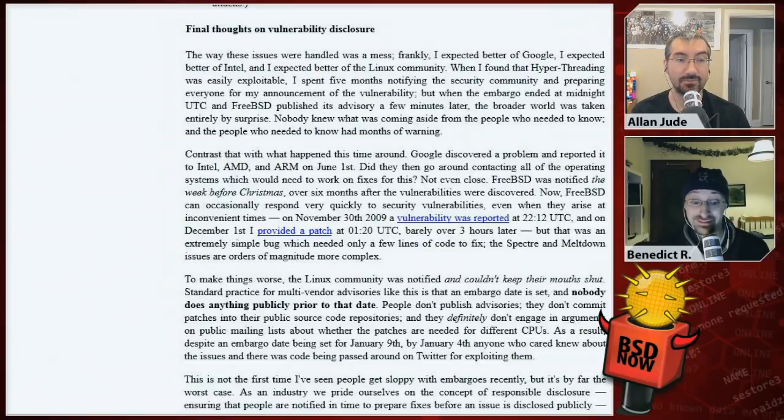Yeah. But to make things worse, the Linux community was notified and couldn't keep their mouth shut. Standard practice for multi-vendor advisories like this is that the embargo date is set and nobody does anything public prior to that date. People don't publish advisories, they don't commit patches into their public source code repos, and they definitely don't engage in arguments on public mailing lists about whether the patch is needed for different CPUs.